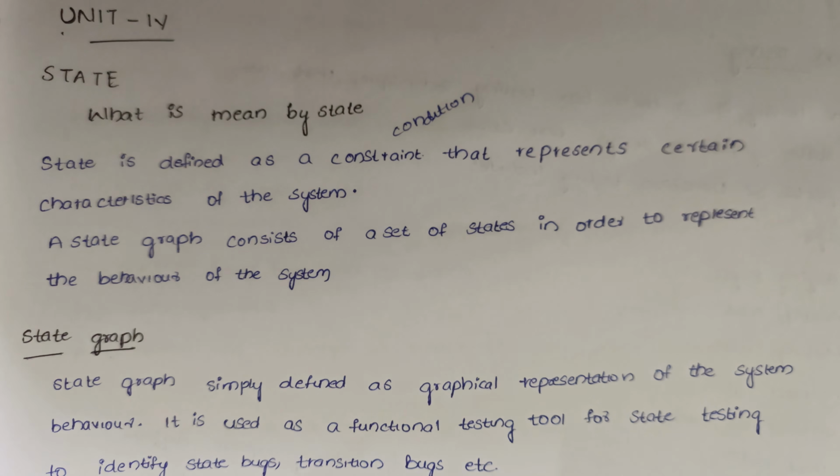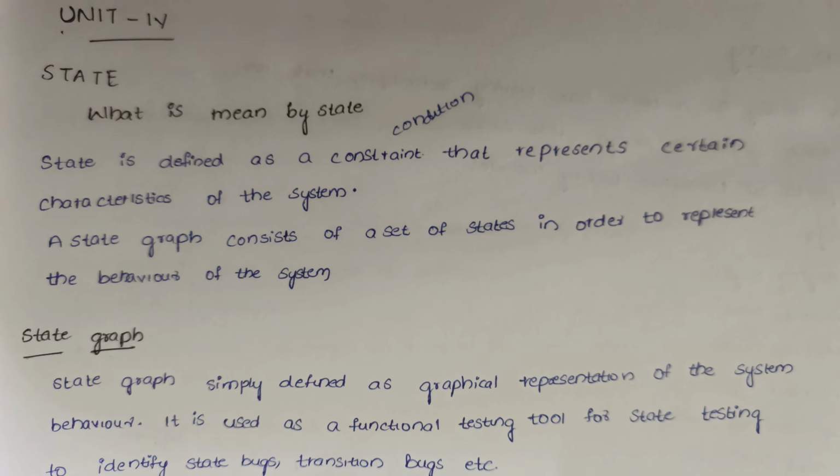Here, state is defined as a constraint that represents certain characteristics of the system. A state is a condition in the system which has specific characteristics. In simple words, it is a condition during the life of an object which satisfies a certain activity or condition, for an event to occur. It is a condition of an activity to occur with specific characteristics.